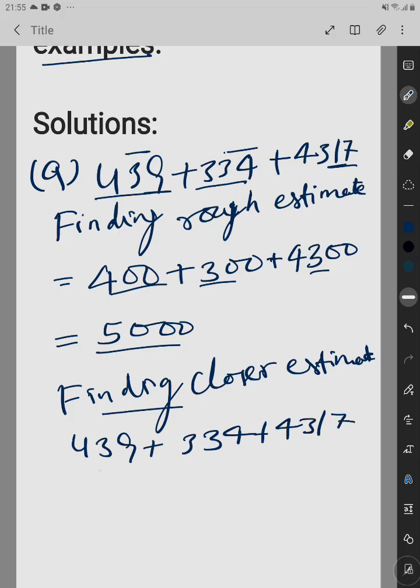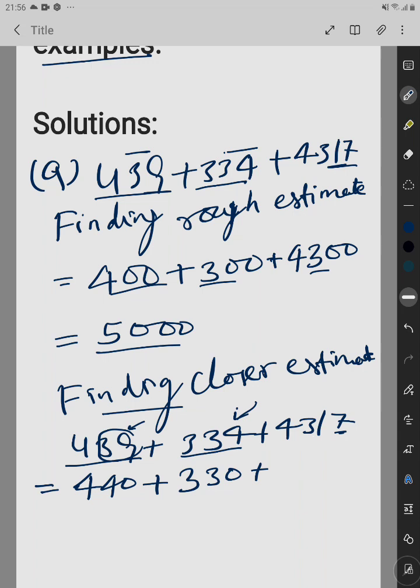When we round to the nearest 10, we consider only the last digit. The last digit is greater than 5, so it will be taken as the higher ten. What is the higher ten of 39? It is 40, so it will be 440. For this one, the last digit is less than 5, so it is considered the lower one, so it will be 330. Similarly for this one, 7 is there, so it is taken as the higher one, so this becomes 2 and this becomes 0, so it will be 4320.